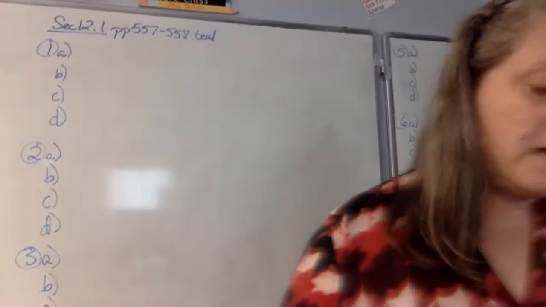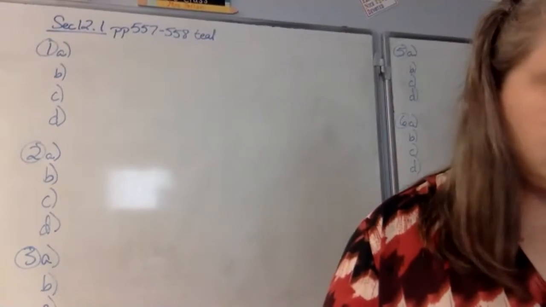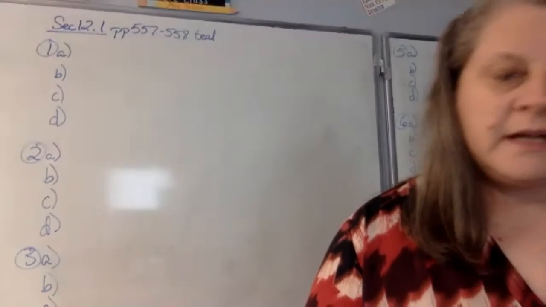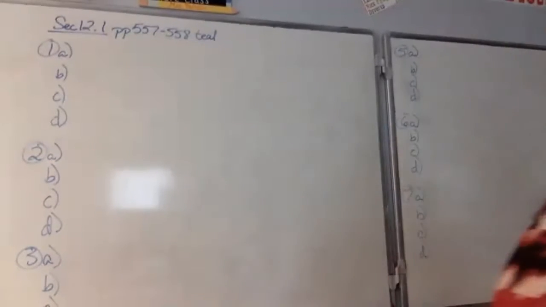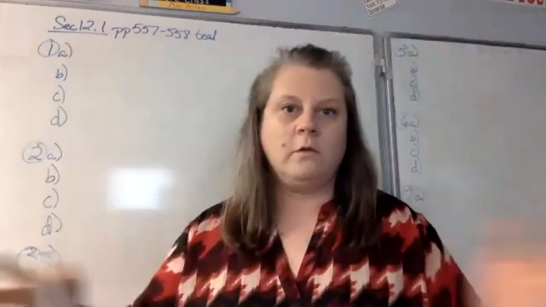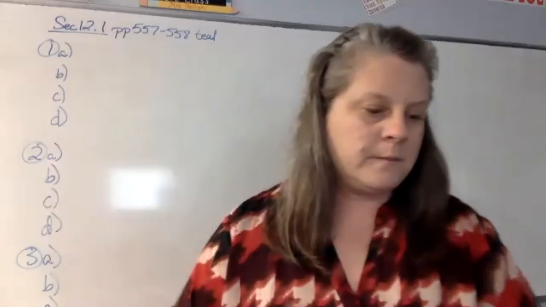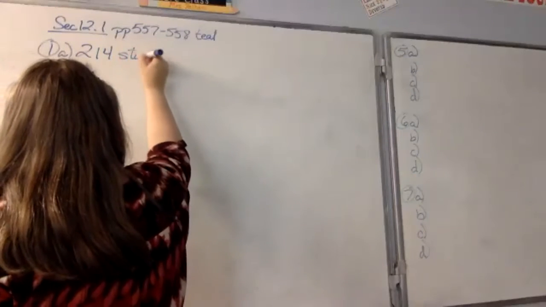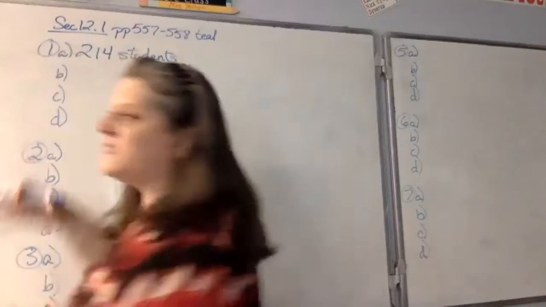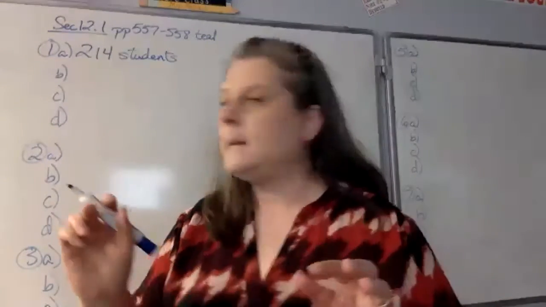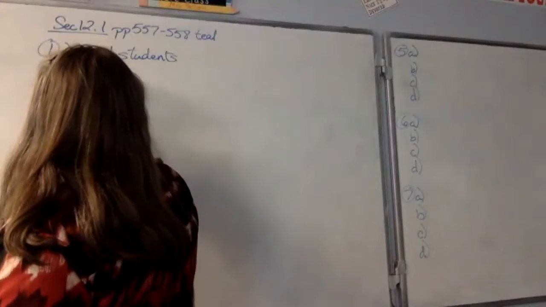Okay, so for number 1, on page 557, it says Jennifer measured the breadth of the palms of 40 out of 214 students in her high school. So part A wants to know the population. If I'm talking about the population, I'm talking about everybody. So how many are there total in the school? 214. So that's the population. The population is the whole thing. Then part B wants the sample. That's how many she actually measured. And it was how many? 40. So that's 40 students.